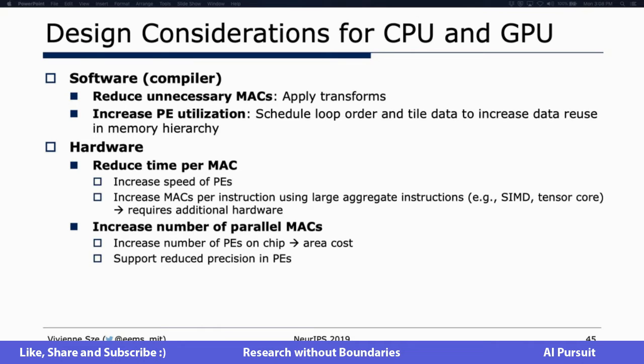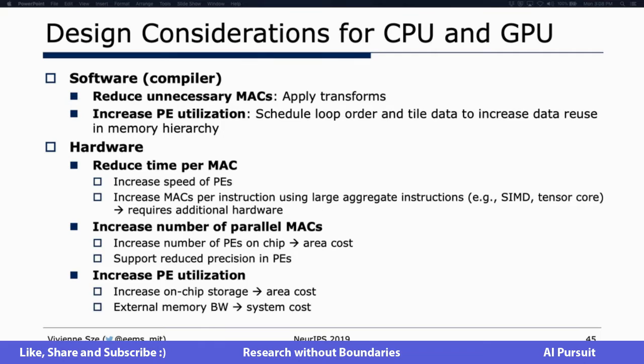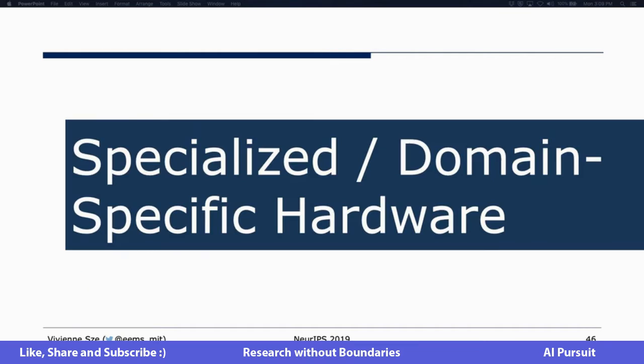From a hardware perspective, what are the different things in general they are doing? They're trying to reduce the time per MAC. So you might see increased speed per PE, so increased clock frequency. Also trying to reduce the number of instructions that you have to issue per MAC. So you have these large aggregate, like vector or tensor-based instructions that we just talked about. One thing to note is that this often requires additional hardware. From the GPU or CPU manufacturer's point of view, they have to allocate more transistors to do these types of special aggregated instructions.